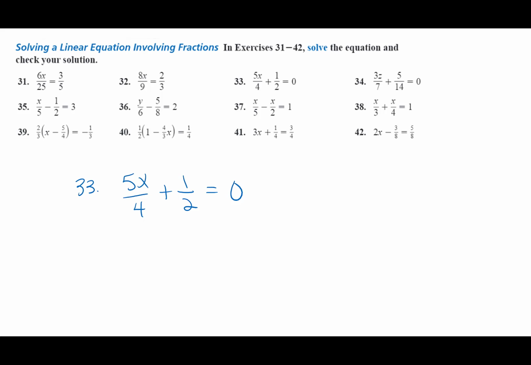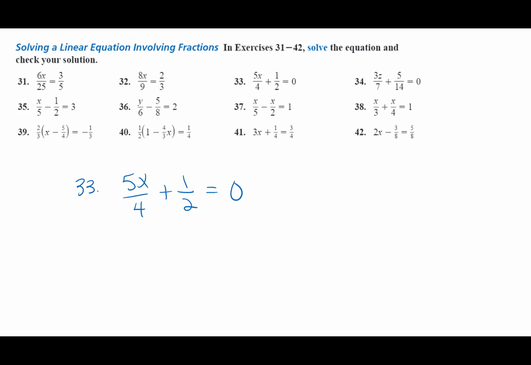Okay, let's move on to number 33. This is 5x over 4 plus 1/2 equals 0. The way I like to solve these problems is to work with this method called clearing the fractions. I just think it's easier to solve these equations if they're whole numbers and not fractions. The first thing I want you to do is look at the two denominators, which are 4 and 2, and what would be a common denominator? Well, 4 would be a common denominator.